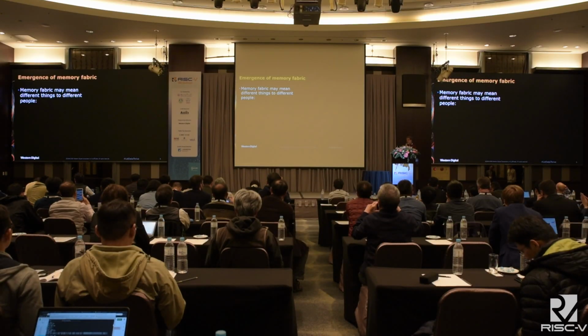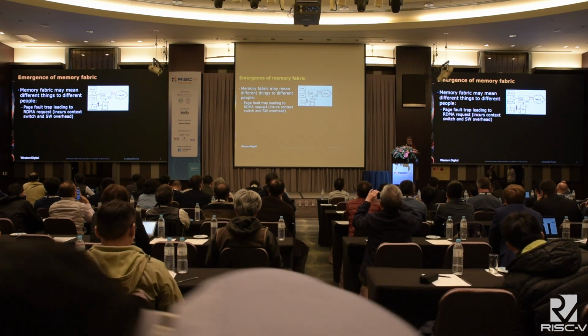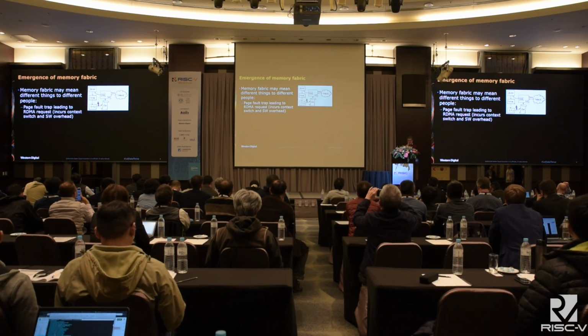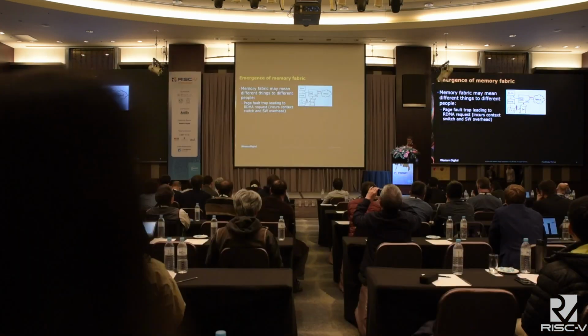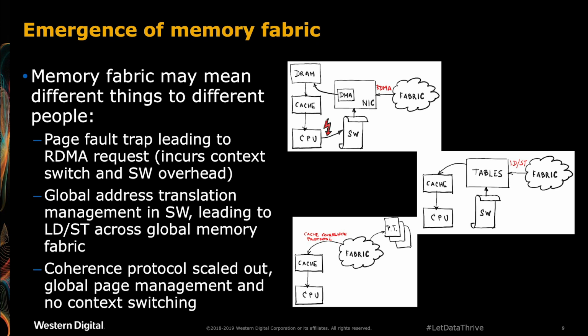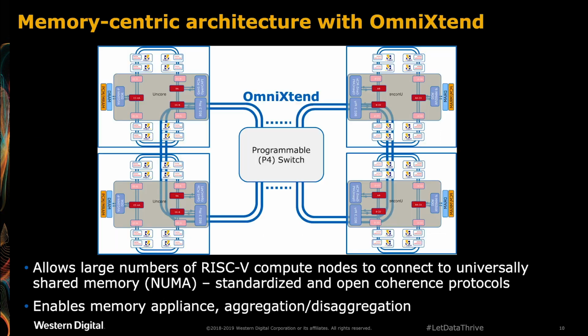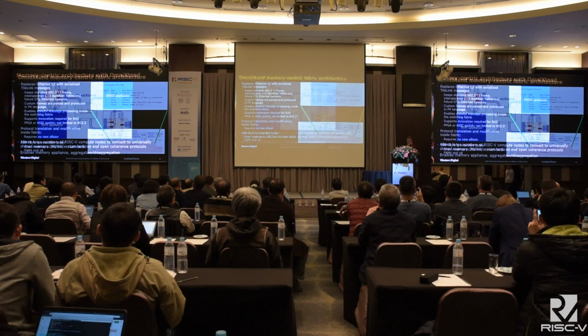Memory fabric may mean different things to different people. It could mean a page fault trap leading to RDMA requests, which incurs context switch and software overhead. Or global memory translation management in software leading to loads and stores across the global memory fabric. Or coherence protocol scaled out, global page management and no context switching. Memory-centric architecture with OmniExtend allows, this slide has happened before, but we've done that one and done that one. Okay.